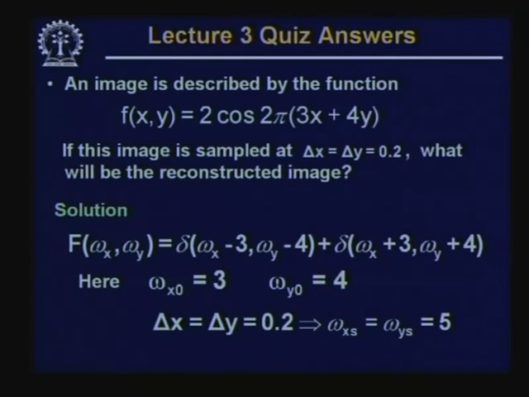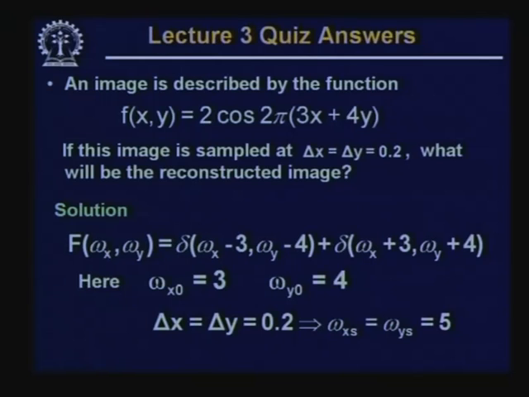Now, let us see some of the solutions of the problems that we had given in lecture 3. At the end of lecture 3, we had given a problem that an image is described by the function f(x, y) equal to 2 cos 2 pi (3x plus 4y), and this image is sampled at delta x equal to delta y equal to 0.2. Then what will be the reconstructed image? The solution is like this. If I take the Fourier transform of the image which is given, then you find that the Fourier transform will be a set of 2-dimensional delta functions given by delta(w_x minus 3, w_y minus 4) plus delta(w_x plus 3, w_y plus 4).